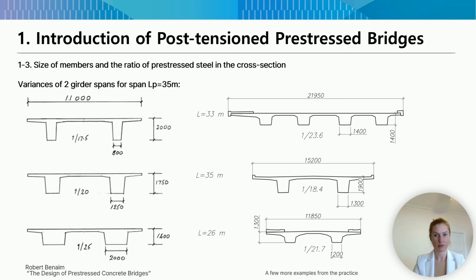Serviceability limit states are considered. Also, the ultimate moment in the over-supported section. This is the ultimate limit state considered. And ultimate shear force and torque. In the picture from the book, noted below, you can observe how the height of the beam varies with the width of a 35 meter span.